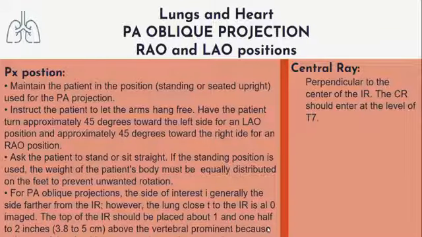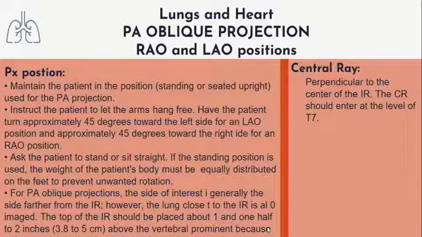Have the patient turn approximately 45 degrees toward the left side for an LAO position, and approximately 45 degrees toward the right side for an RAO position. Then we need to ask the patient to stand or sit straight. If the standing position is used, the weight of the patient's body must be equally distributed on the feet to prevent unwanted rotation. For PA oblique projections, the side of interest is generally the side farther from the IR. However, the lung close to the IR is also imaged.